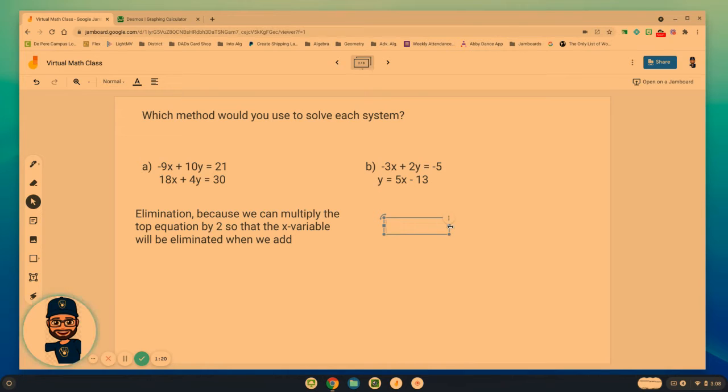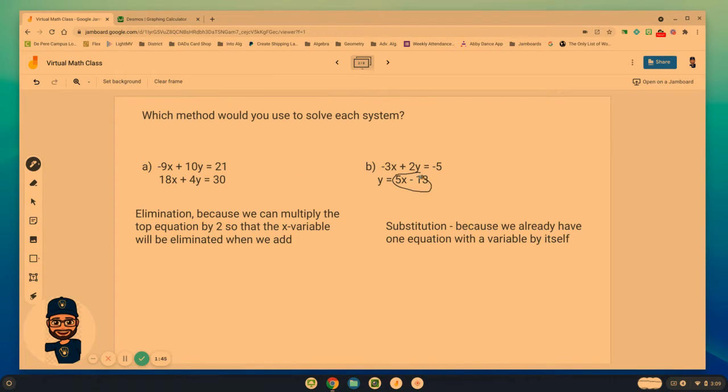How about letter B? What would you use for letter B? I would probably use substitution here, because we already have one equation with a variable by itself. All right, so we have that one equation on the bottom here where y equals this, meaning we can put it right in here for that y value right there. And then we could figure out what x equals and work backwards from there. So remember to think about the different methods that we've taught, the methods that you have utilized.